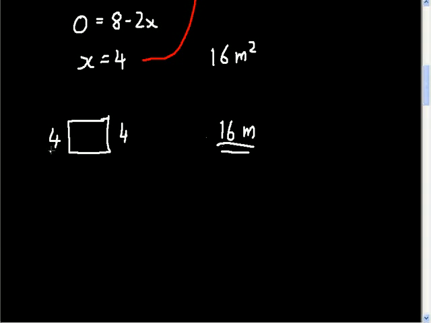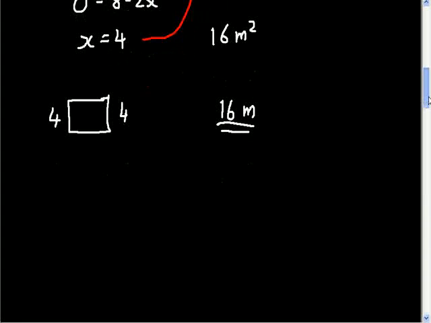Alright, so if I make one side 4, the other side will be 4, then I have these two sides making 8 meters, so that means I'll redistribute that equally with the other side, so that'll be 4 as well. So in fact the rectangle is a square.